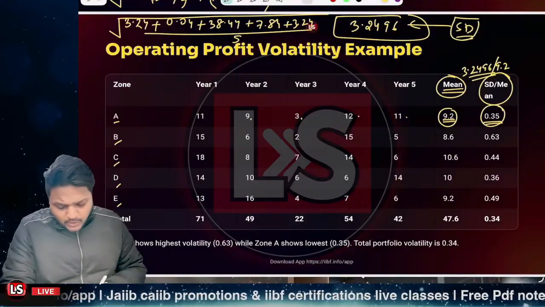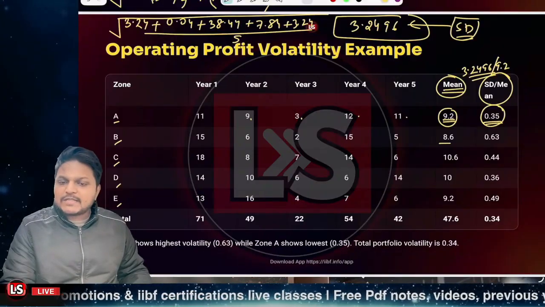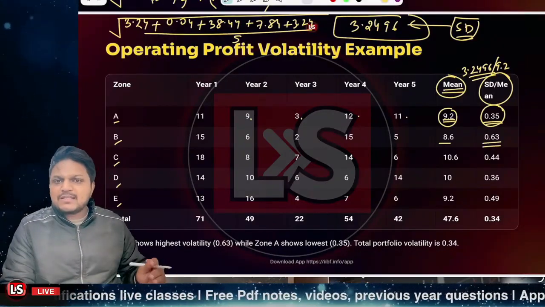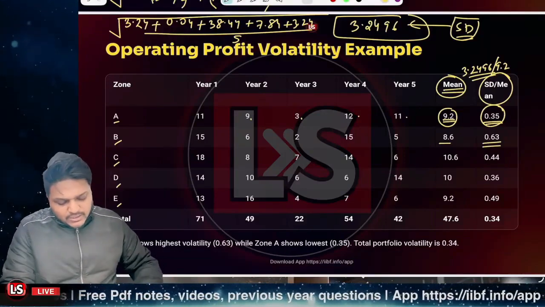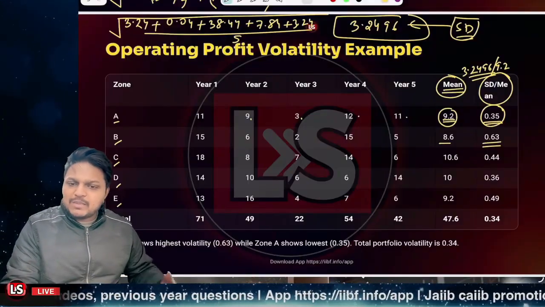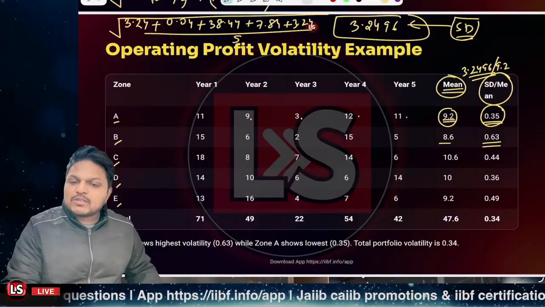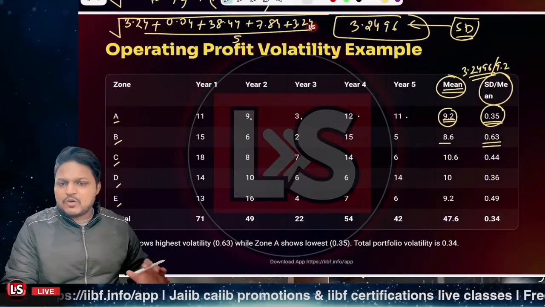Right? So for all the zones, we calculated the same way. We calculated the mean, the standard deviation, and the standard deviation to mean. In a case study type question, you may simply be given the number of years and the zones, and you have to calculate the means yourself. You have to calculate the standard deviation, and the standard deviation to mean. It won't take you much time if you are practicing it, right?